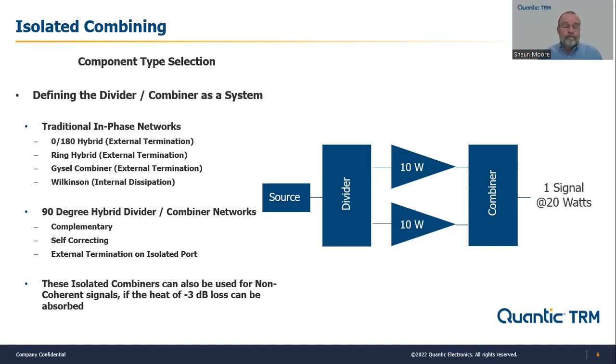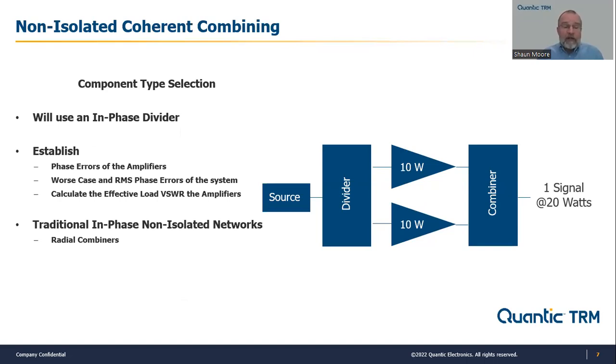Okay, and how about for non-isolated combining then? Sure. Now, for non-isolated combining, we establish basically the same sort of ideas as to how this works. Really, the only difference here is that for non-isolated combining, instead of that excess energy being ported off to the terminations of the combining network, it gets reflected back to the source.